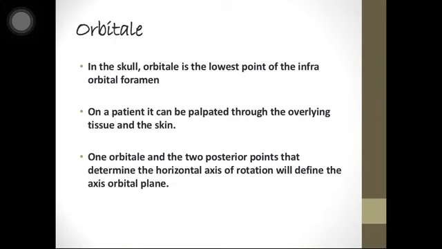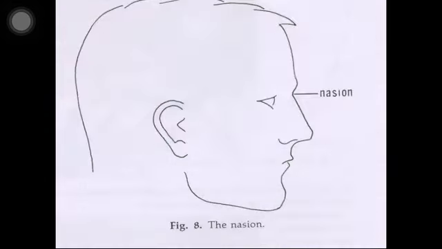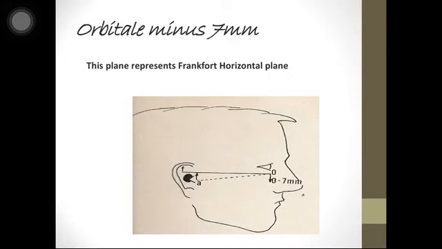The anterior point can be orbitale, which is the lowest point of the infraorbital foramen. On the patient, it can be palpated through the overlying tissue and the skin. One orbital and 2 posterior points that determine the horizontal axis of rotation will define the axis orbital plane. This is the anterior and this is the posterior reference point. Or we can also use nasion. Camper's line can also be used.